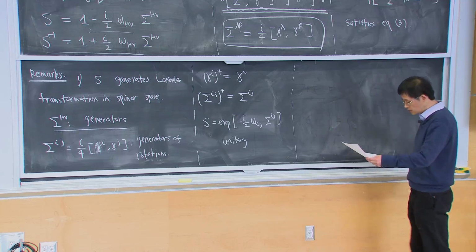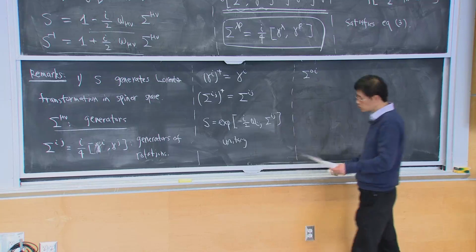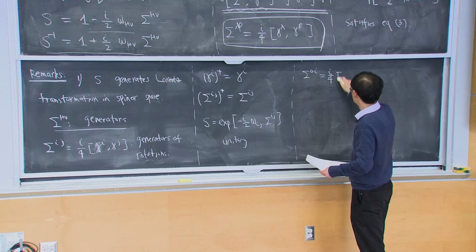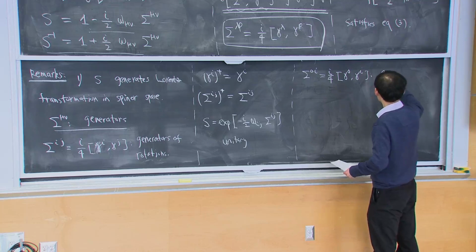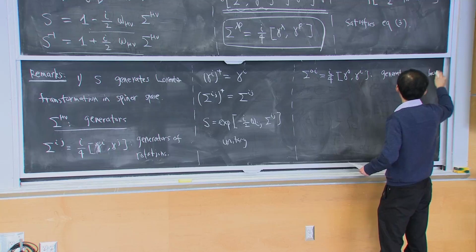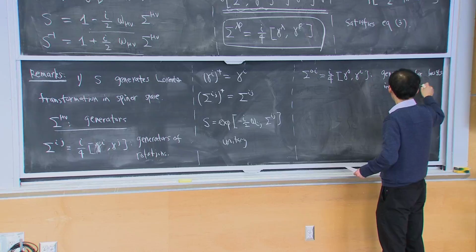So now let's consider the sigma zero i, which corresponds to the generator for boost. So this will have the form gamma zero, gamma i. So this is the generator for boost in the i-th direction, in the spinor space.